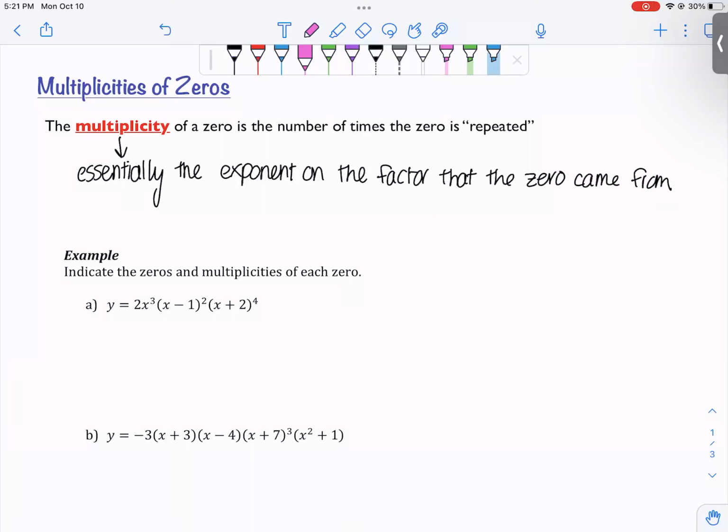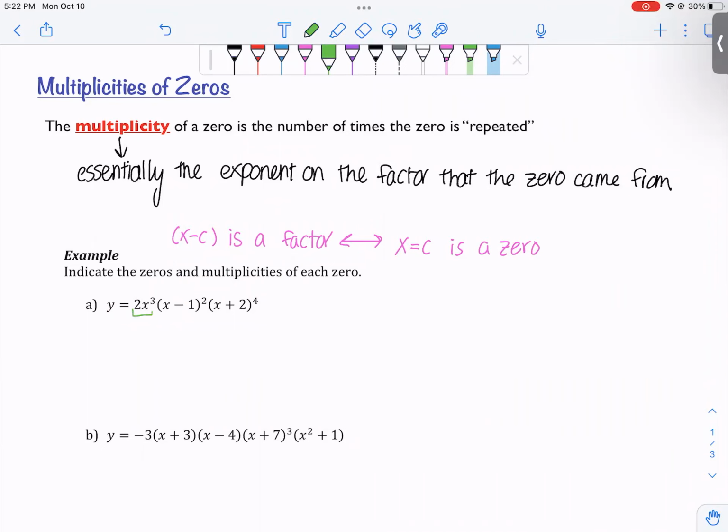I'm going to rewrite the theorem that we had in a different order. If x minus c is a factor, that means x equal to c is a zero. This is just the reverse order of what we had written before, but it means the same thing. So here, the way that I'm going to find the zeros and their multiplicities, I'm going to take this apart into the different terms. And then for each factor, you're just taking the opposite of what you see.